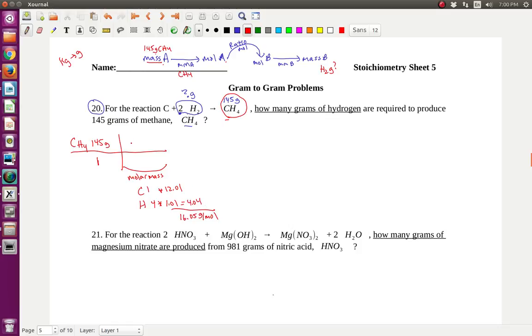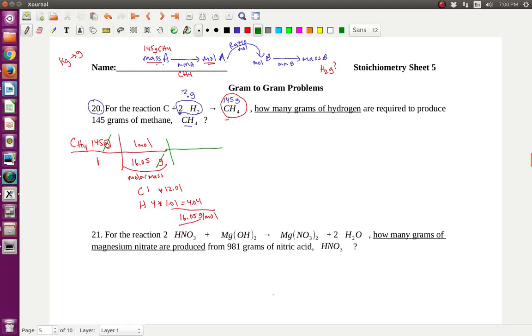So I want to know moles. Remember, I'm going from mass to moles. And whatever the unit is right here, I want to be able to cancel, so the corresponding unit has to be on the bottom, grams. So 16.05 grams goes on the bottom, and 1 mole goes on the top. And so now I'm going to do the canceling, and I'm going to cancel out my grams, and I have moles. Okay? So now I'm going to do the next step.